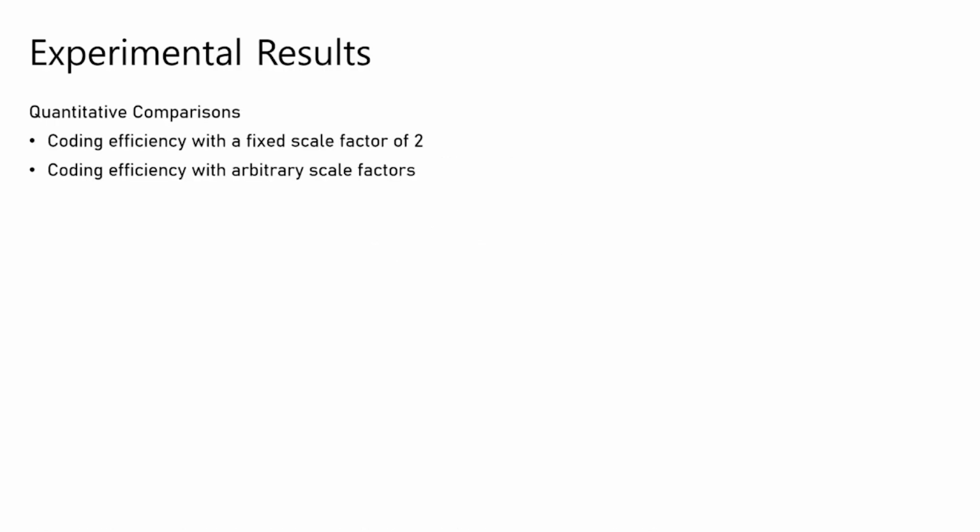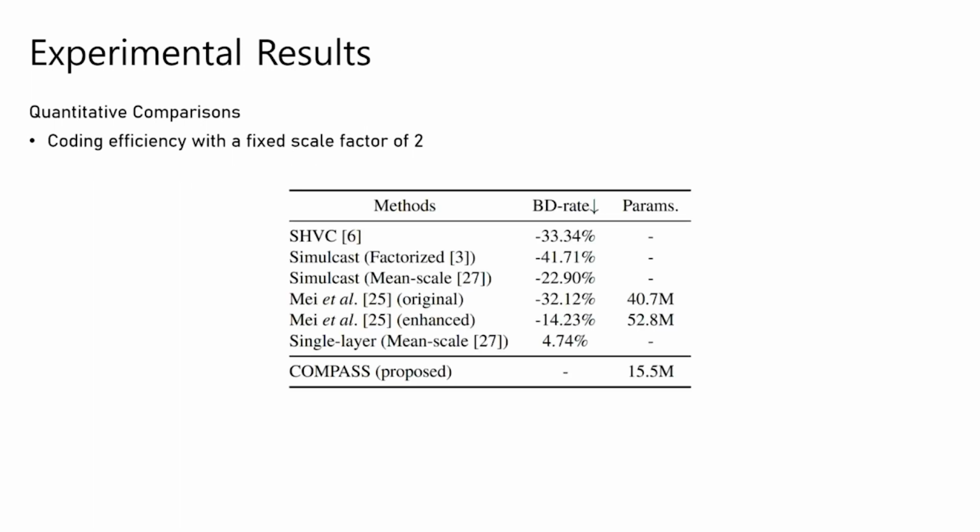Now, let's talk about the experimental results. We conducted 2 different experiments, focusing on 2 aspects: coding efficiency with a fixed scale factor of 2 and coding efficiency with arbitrary scale factors. Regarding coding efficiency with a fixed scale factor of 2, COMPASS significantly outperforms all spatially scalable coding methods and demonstrates comparable results to the single-layer coding.